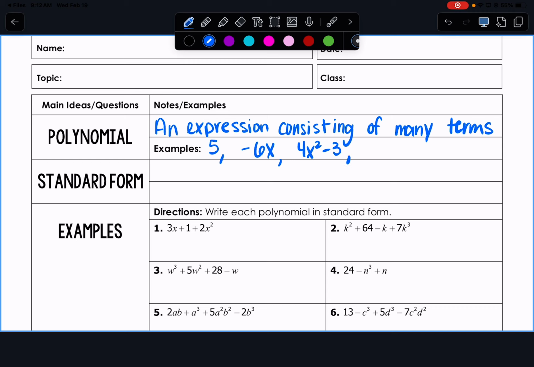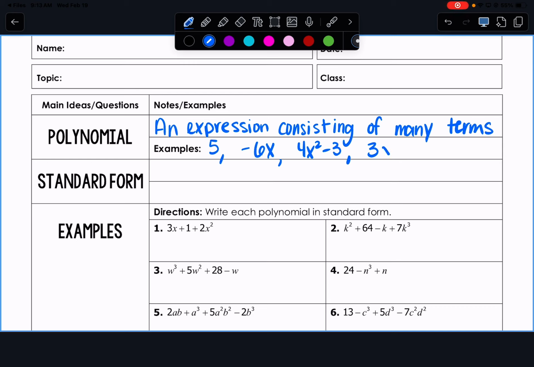What is consisting of many terms? It just means typically polynomials are made up of many individual terms added together. But it doesn't have to be a bunch. It can be one term. What terms is 5 made out of? 5. That's all. It's a term, yeah.